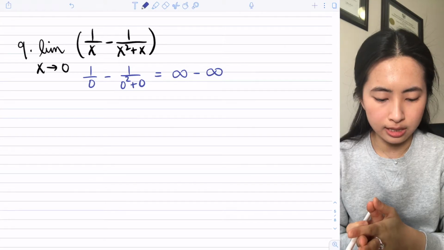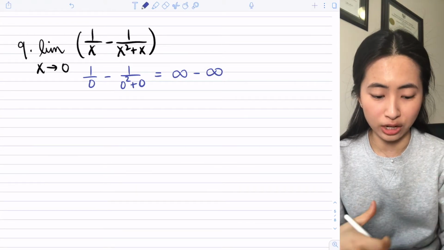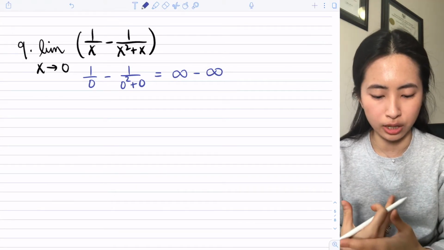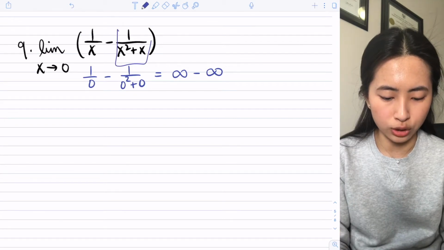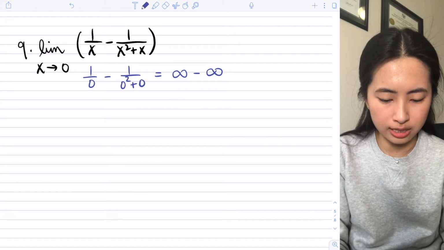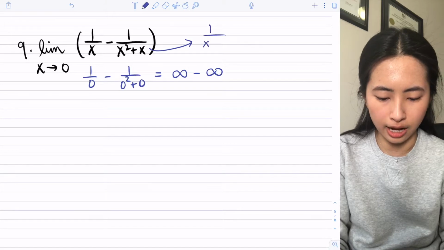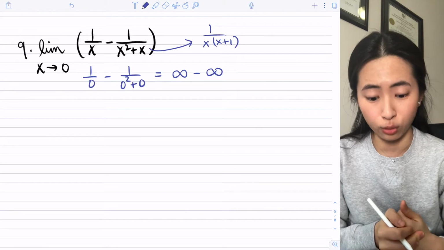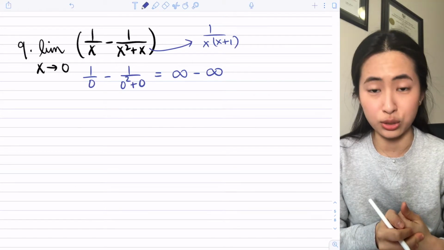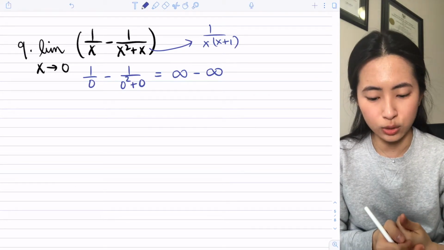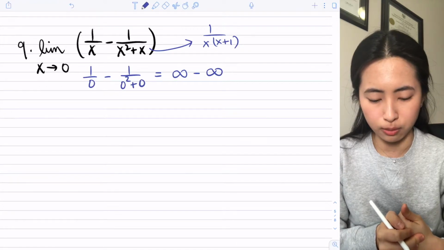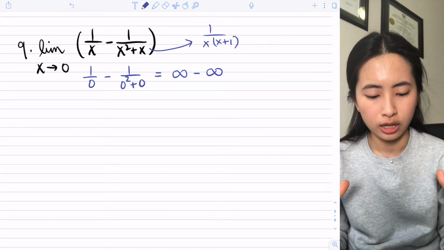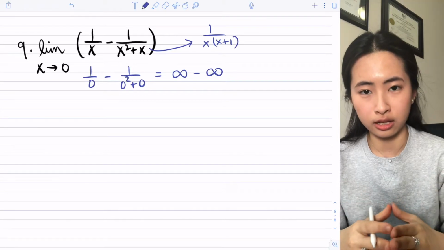So in this case, for us to apply factoring first, it doesn't really make sense, just because even if you were to factor the greatest common factor, in this case this would be 1 over x times x plus 1. This doesn't really help eliminate the indeterminate form just because it's still going to result to infinity minus infinity. So the best way to approach this problem is to actually combine the two terms together into a single fraction.